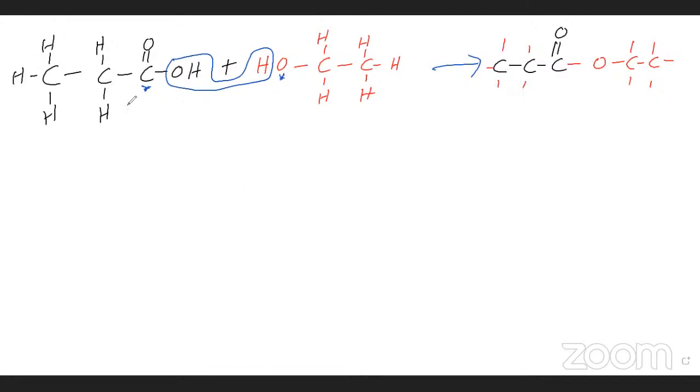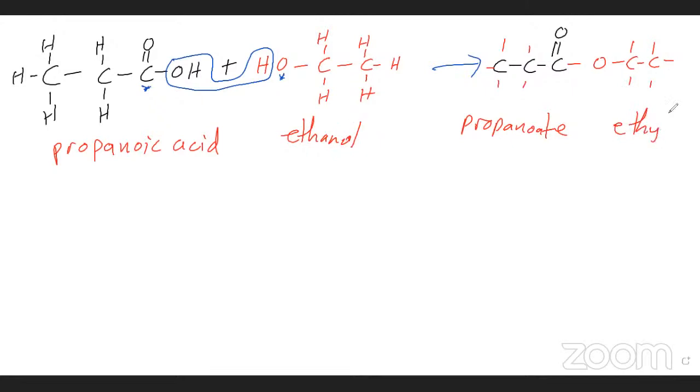And then if this is propanoic acid, then this portion is propanoate. If this is ethanol, then this portion, the alcohol portion, is ethyl. And so now the name is ethyl propanoate. All right? That is what you would have done. The condition would be heat. So we're going to use sulfuric acid as catalyst and heat.